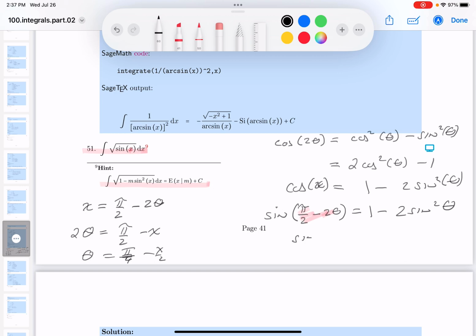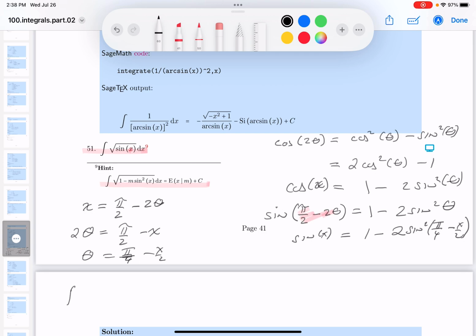Let me write that down. So I get sine x equals 1 minus 2 sine squared of pi over 4 minus x over 2. All right, I'm getting closer. So what I want to do is write that down.